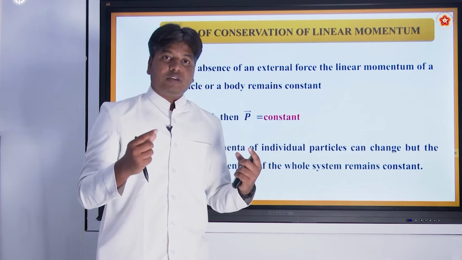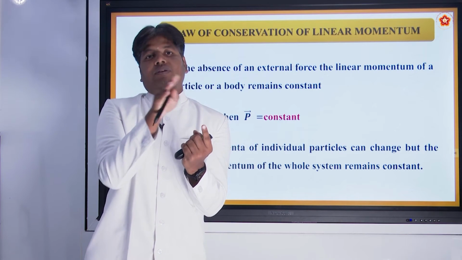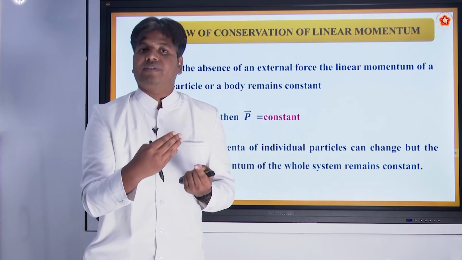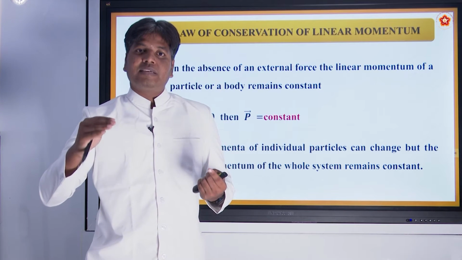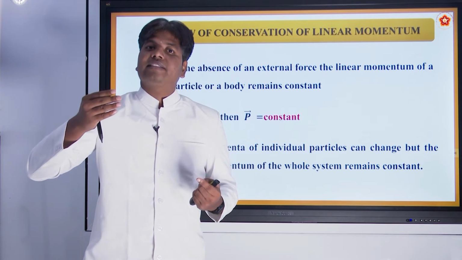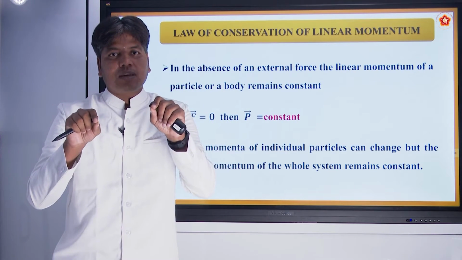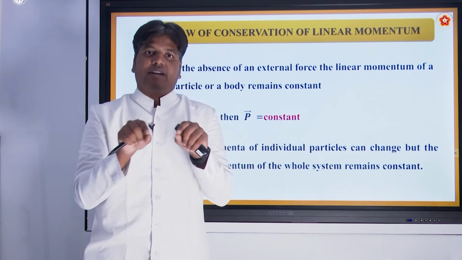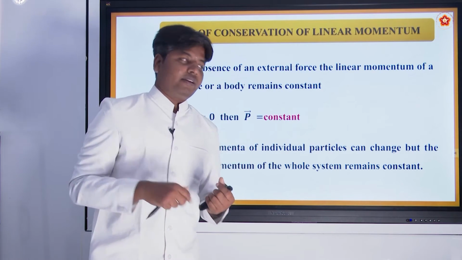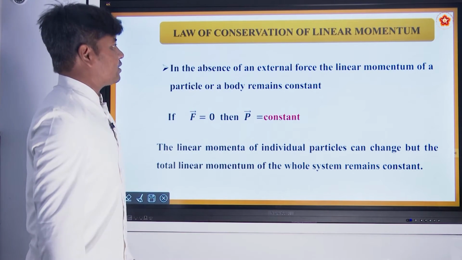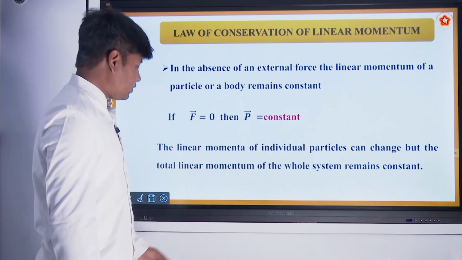So what happens? Your individual chocolates may differ, right? Previously you had 1, now your chocolates raised to 5. Your friend had 9 chocolates, it reduced to 5. That means his individual chocolate distribution is changing. That means in analogy, individual momentum of the bodies may change, but the overall momentum, overall chocolates are same. Okay, so this is the thing. So let us go and prove. This is a qualitative analysis. Let us prove how it is possible.